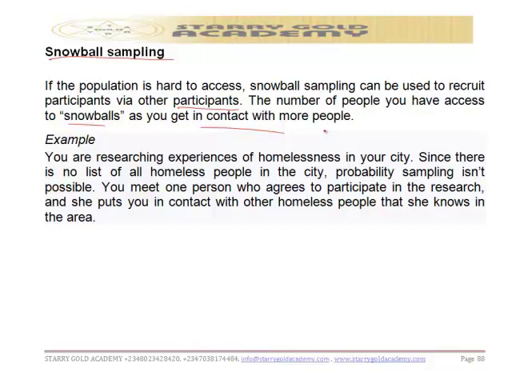For example, you are researching experiences of homelessness in your city. Since there is no list of homeless people in the city, probability sampling is not possible. You meet one person who agrees to participate in the research and she puts you in contact with the other homeless people that she knows in that area. That's an example.